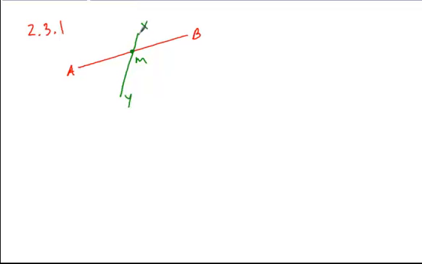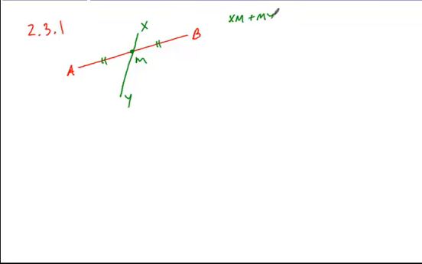So it's possible that XM and MY are equal to each other, but there's no specific requirement that that's true. However, because XY is bisecting AB, you do know that AM and MB have to be equal to each other.